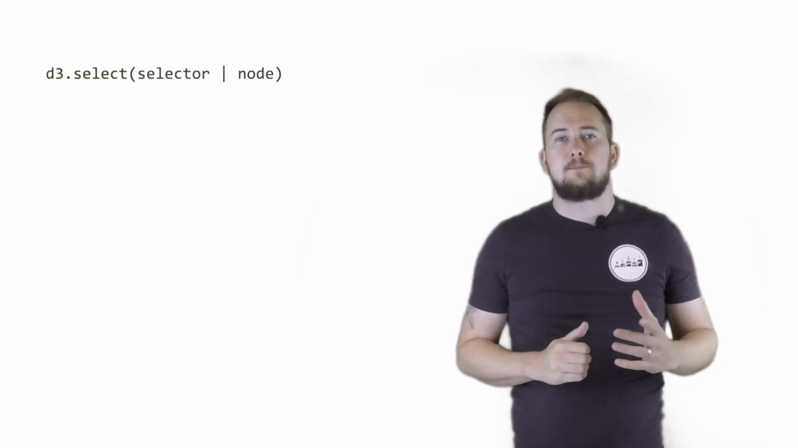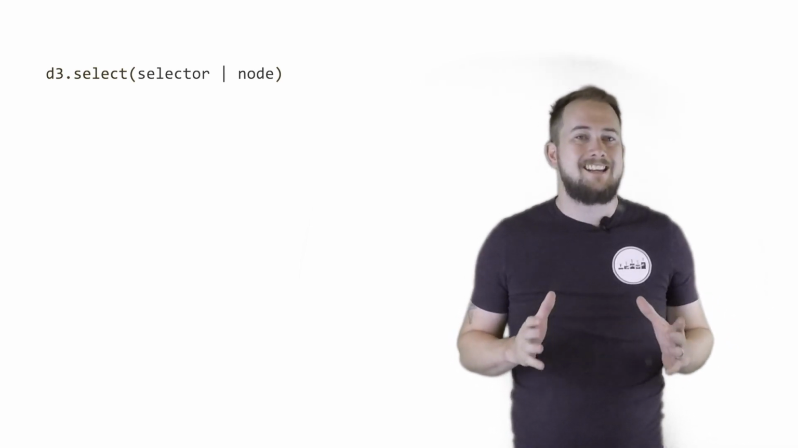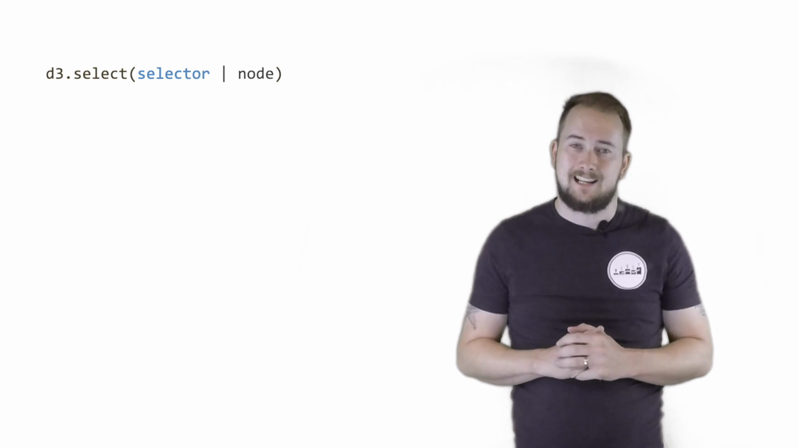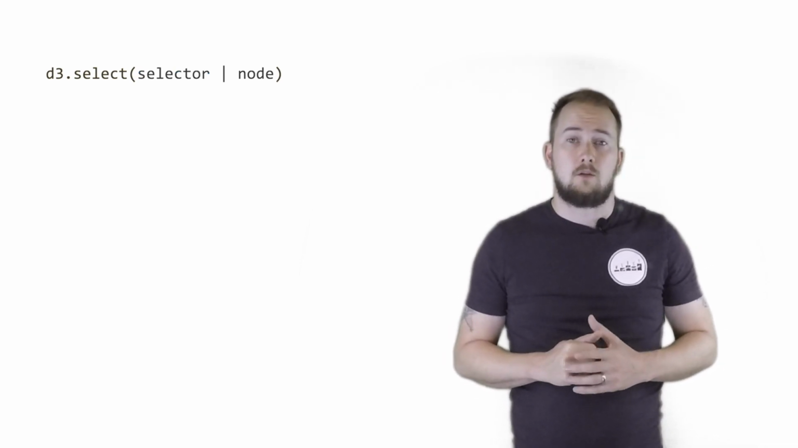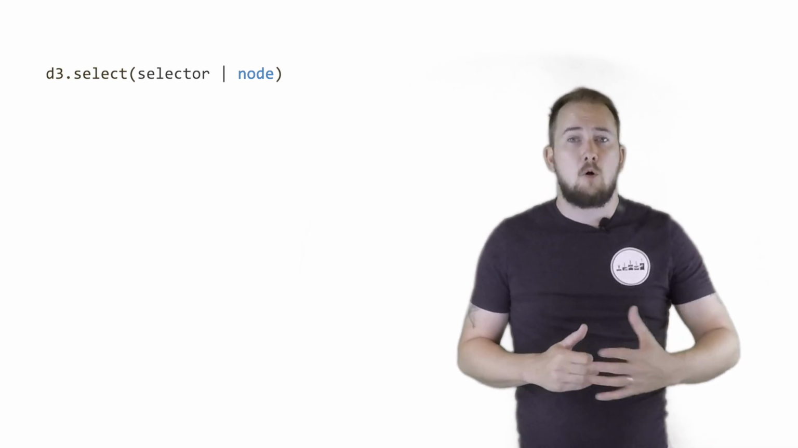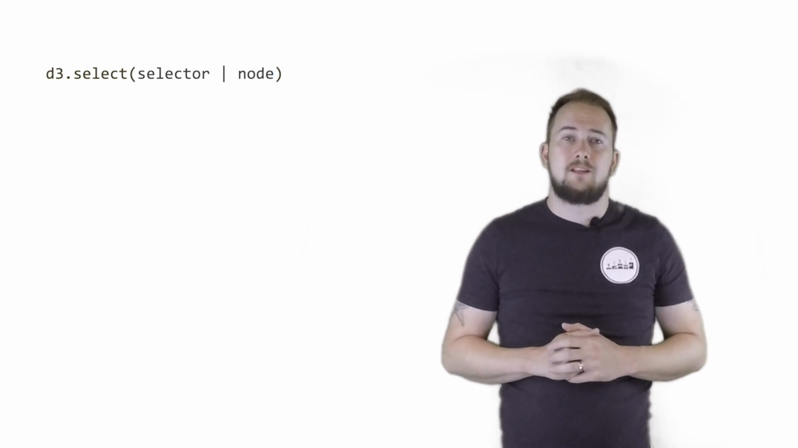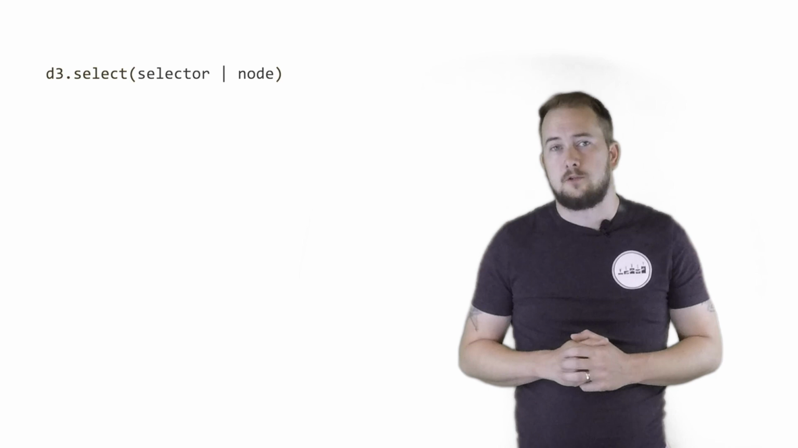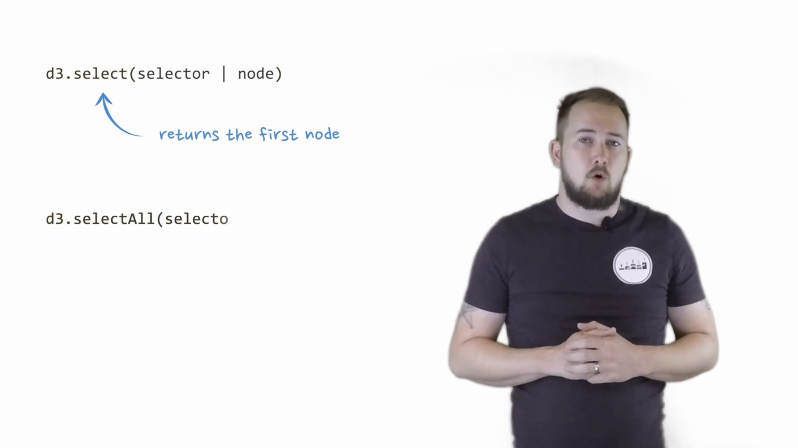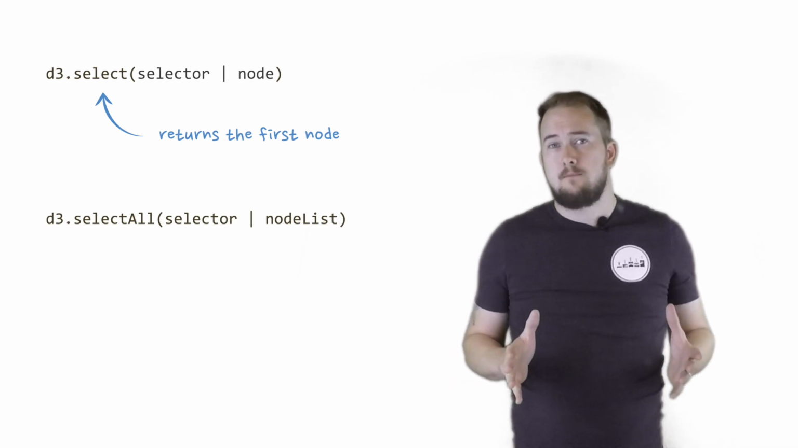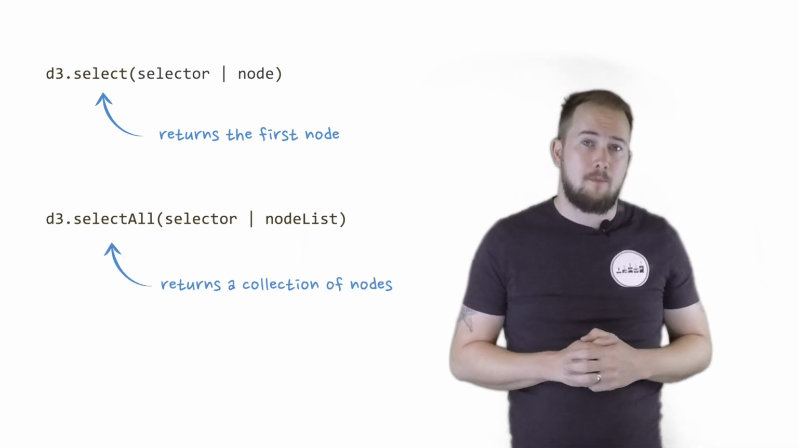The function accepts a single parameter, which can either be a string that represents the selector to use, just like we would in CSS, or a reference to a D3 node. If multiple matching elements are found, then the select method will return the first one. Later on, we'll also be looking at the selectAll method, which works in the same way, but will return an array of all matching elements.